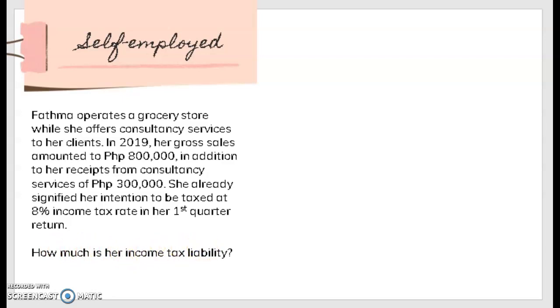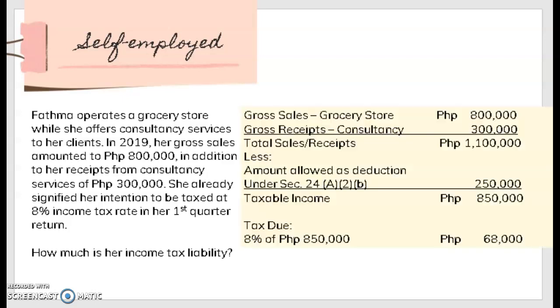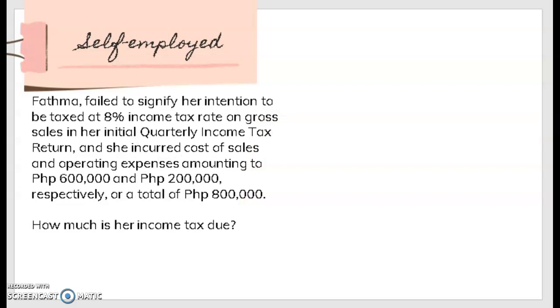liability? So Fatma's gross sale or receipt is below the VAT threshold of 3 million, right? So this is her total sales is only 1.1 million. Since her source of income is purely from self-employment, she is entitled to the amount allowed as deduction of 250,000 under the tax code as amended. Thus, her taxable income is 850,000 and her income tax due, which is 8% of 850,000, is 68,000 pesos.